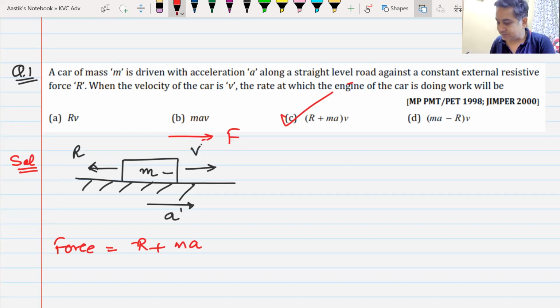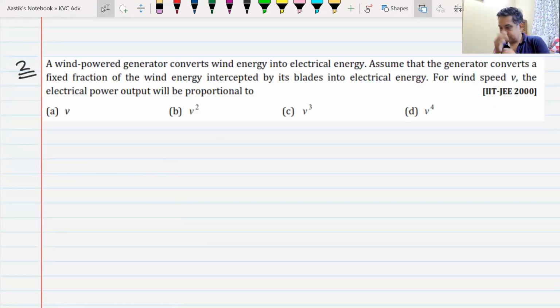Shall I move on to the next question? Yes, sir. Okay. This is the next question then. This has come in one of the previous year IITs. So remember this.